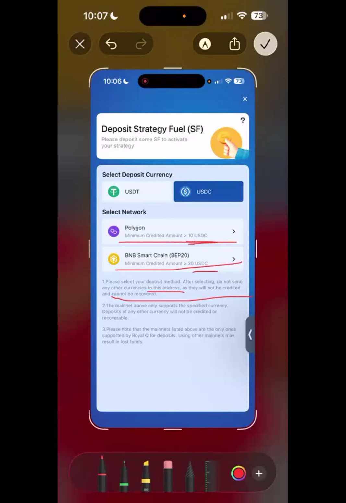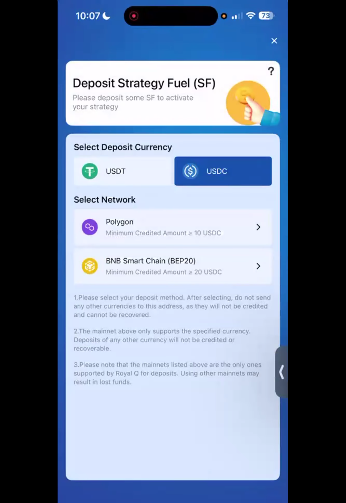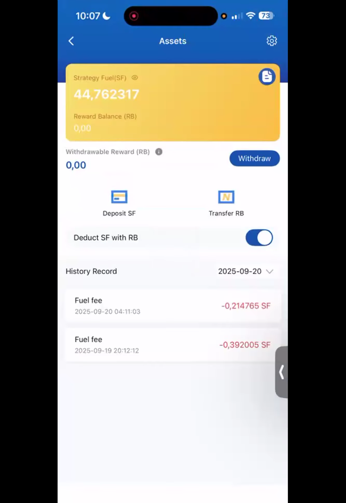Please note that the mainnets listed above are the only ones supported by RoyalQ for deposits. Using other mainnets may result in lost funds. So if you go and use the Avalanche network, your money will get lost. So please, let's follow simple instructions.